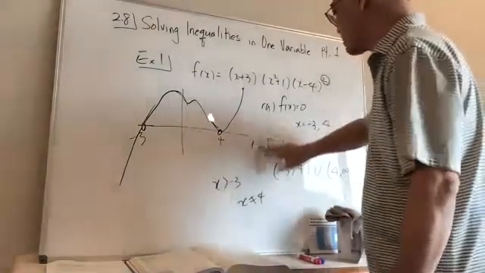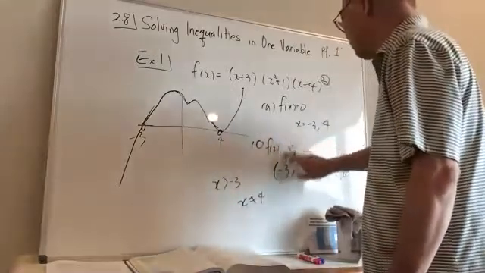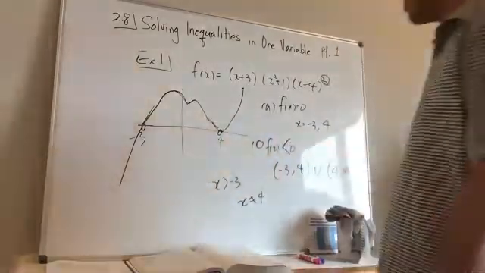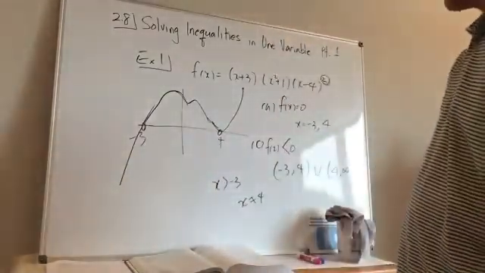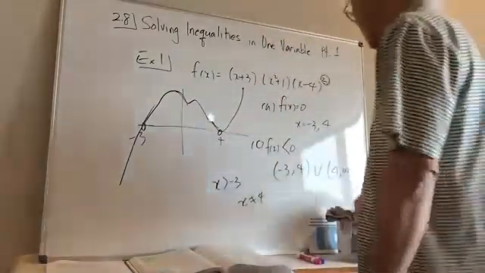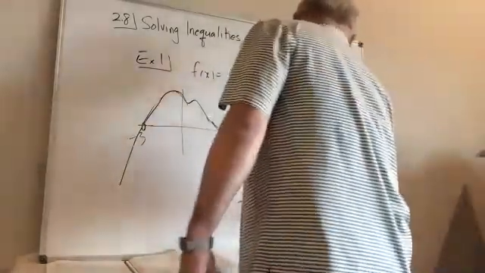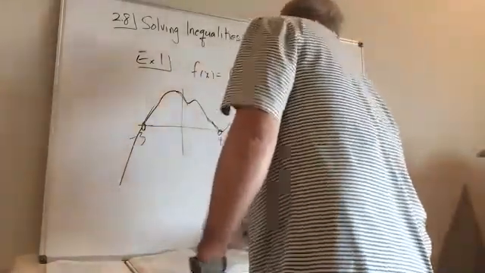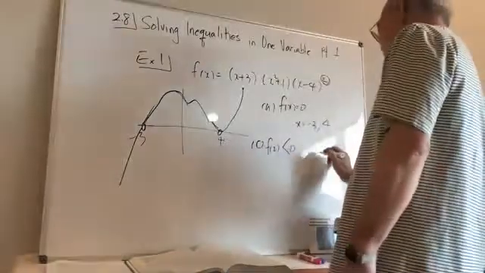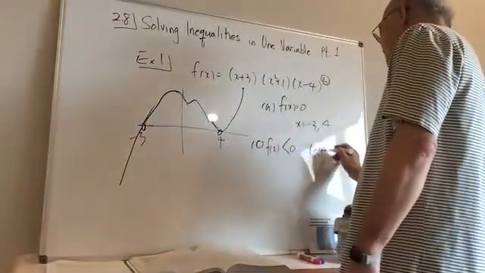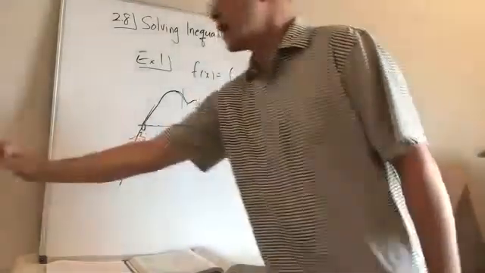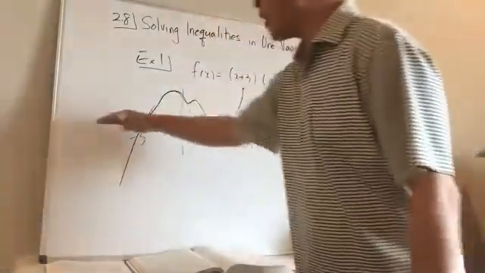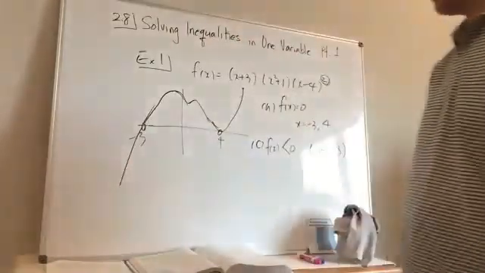C would be, now in C, they want to know when is it negative? So it's negative where? Down here. That's the only time that it's negative, right? So it's going to be negative on this side. The y part is negative, right?